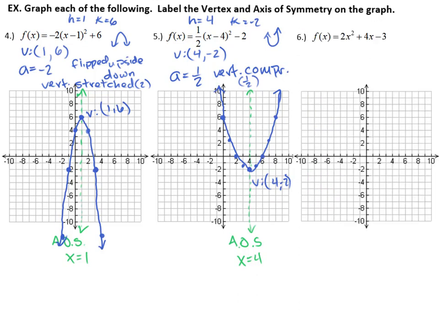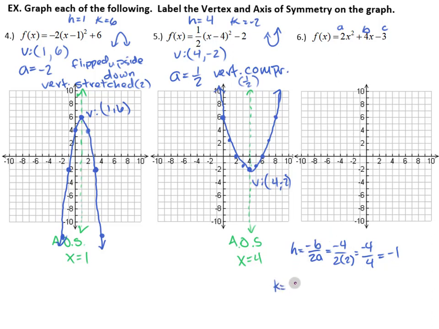Okay, we got one last example here. This time we do have to do some extra work up front. So you can tell we have this in standard form, not our nice vertex form. So we need to calculate our vertex. So remember that h is the opposite of b over 2a. And in this case, a here would be 2, b is 4, and c is negative 3. So the opposite of b is negative 4 over 2 times a, which is 2. So we get negative 4 over 4, or negative 1 for our x coordinate of our vertex.